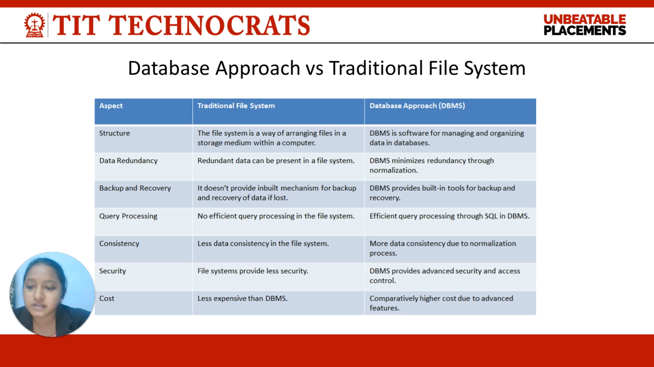And next is consistency. In a file system, if you change a student's address in one file but forget to update it in another, your data becomes inconsistent. But a DBMS prevents that through something called normalization, which keeps data consistent across the database.